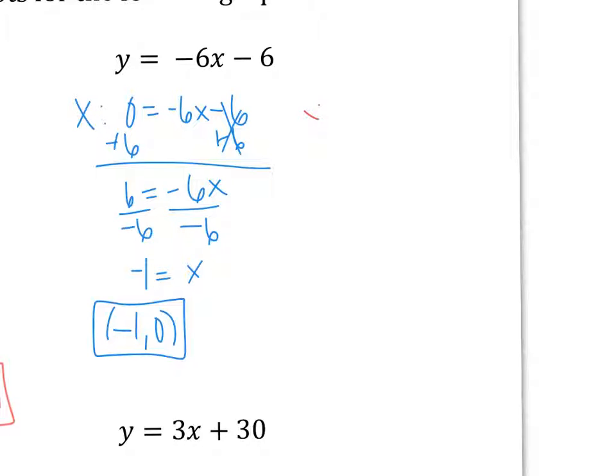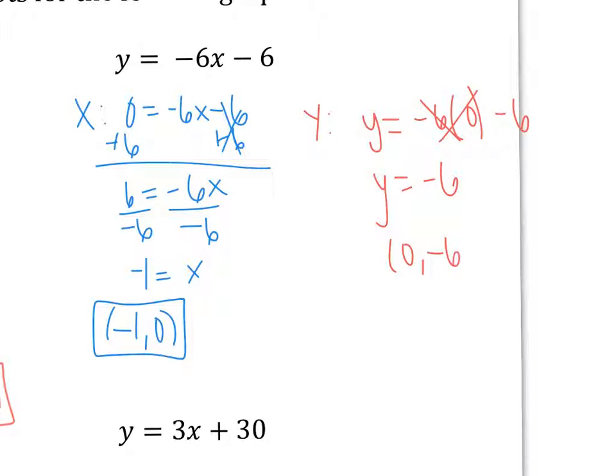Now if I look at the y-intercept, I will say y equals negative 6 times 0 minus 6. Anything times 0 is 0, so here y equals negative 6. So as an ordered pair, I have (0, -6). Okay, let's continue on.